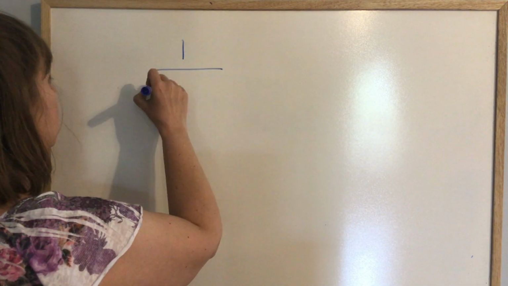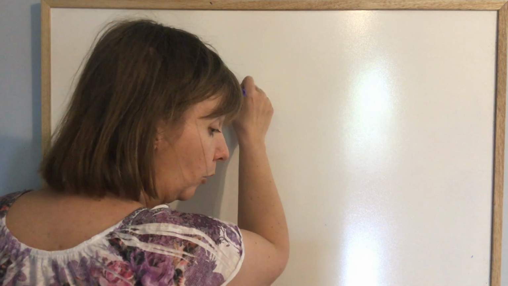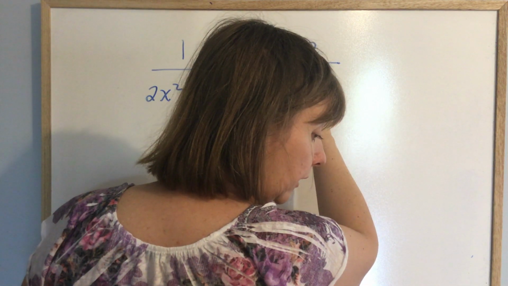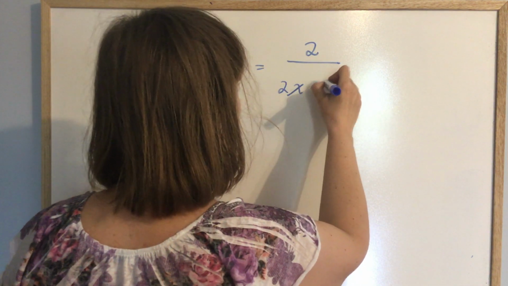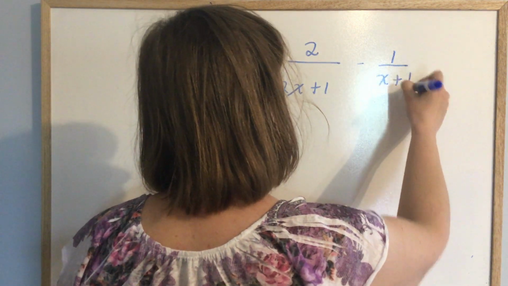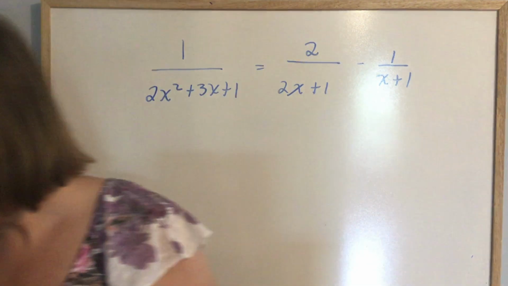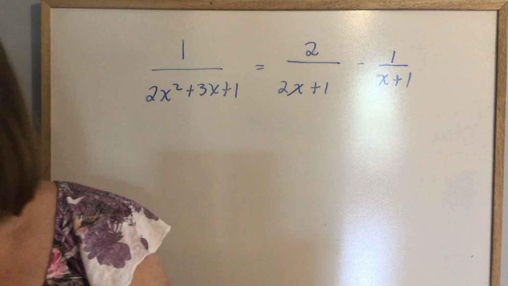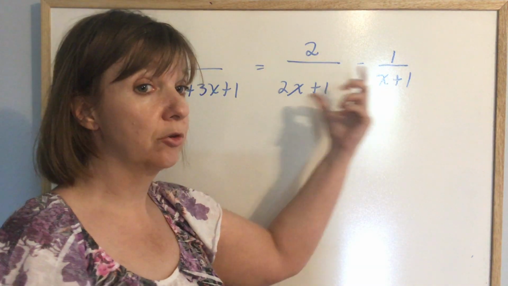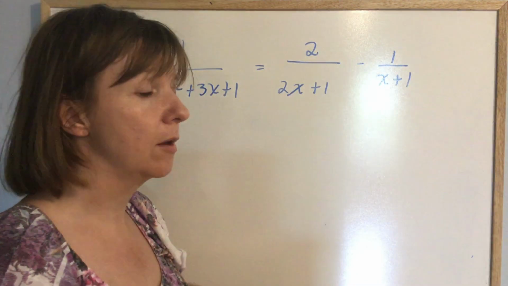1 over 2x squared plus 3x plus 1 equals 2 over 2x plus 1 minus 1 over x plus 1. So really the difference between this question and number 5 on your assignment is that there's only one fraction on this side with a trinomial on the bottom, but you're going to treat it just like this one. You're going to treat it the same way.